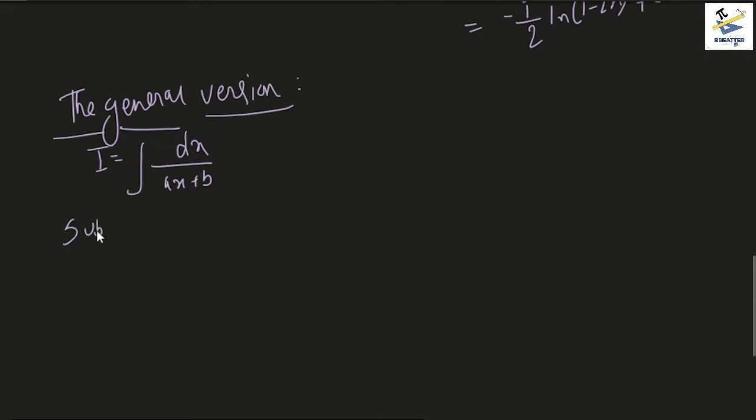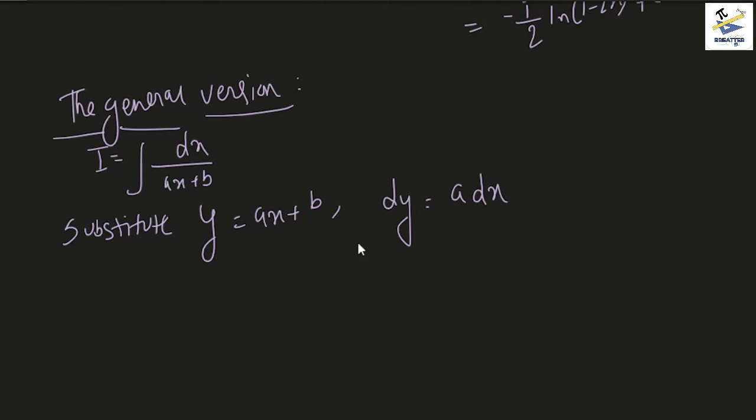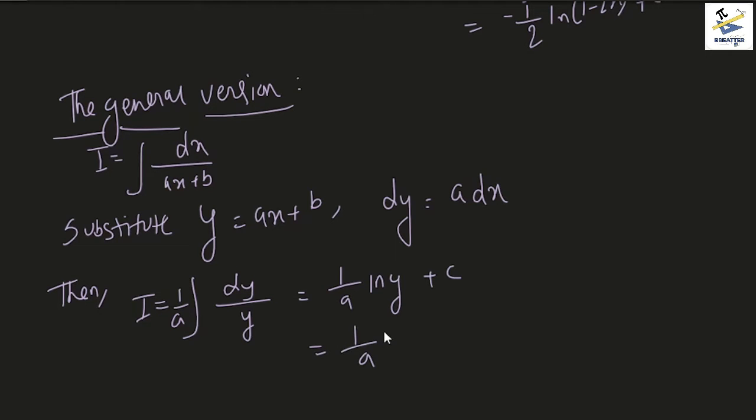Substitute y equals to ax plus b. Now when we substitute y equals to ax plus b, we can have dy equals to a into dx, right? Then I should be equal to integral of dx is dy by a, so put a 1 by a outside, dy here, and this should be y. So this would give you 1 by a ln of y plus c, and if you put back the value, it would give you 1 by a ln of ax plus b plus c, which is the answer.